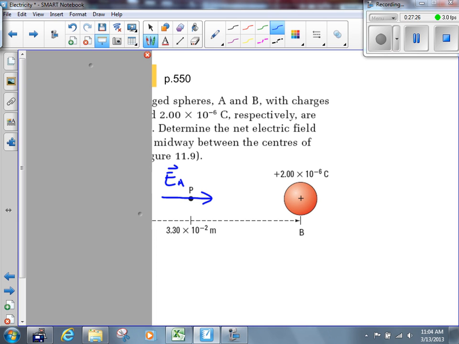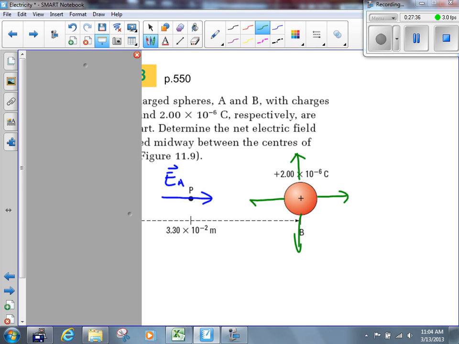Now let's pretend A isn't there. B is a positive producer as well. The electric field caused by B is going to go out, away from it. There's only one of those fields I care about, and that's the one that's to the left of the positive producer. It's going to be pointing towards the left. The field caused by B is to the left.